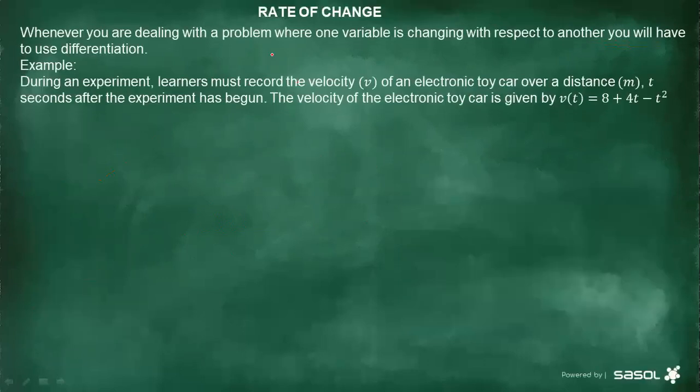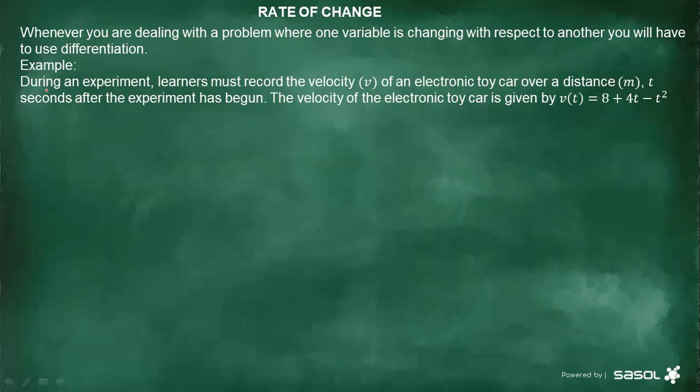Now we are under the rate of change. Let's look at it, and it says whenever you are dealing with a problem where one variable is changing with respect to another, you have to use differentiation. So let's see how we do that.